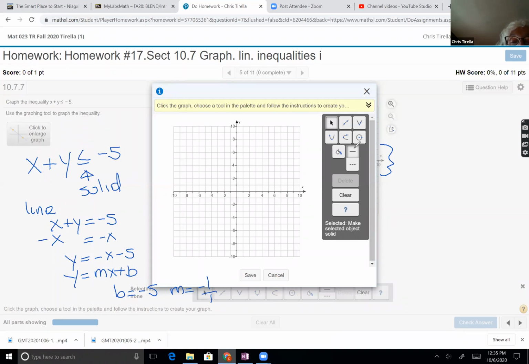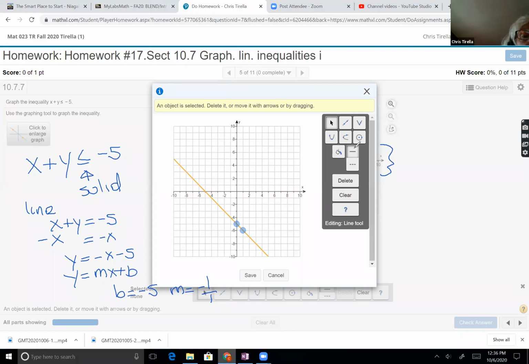And I'm going to pick the line tool. The line tool is the one next to the arrow. We said we'd begin at -1, so I'm going to click on -1. And then we said our slope is down 1/1. So from there, I'm going to go down 1/1 and click on a second point. Do you see how it gave me my line already?